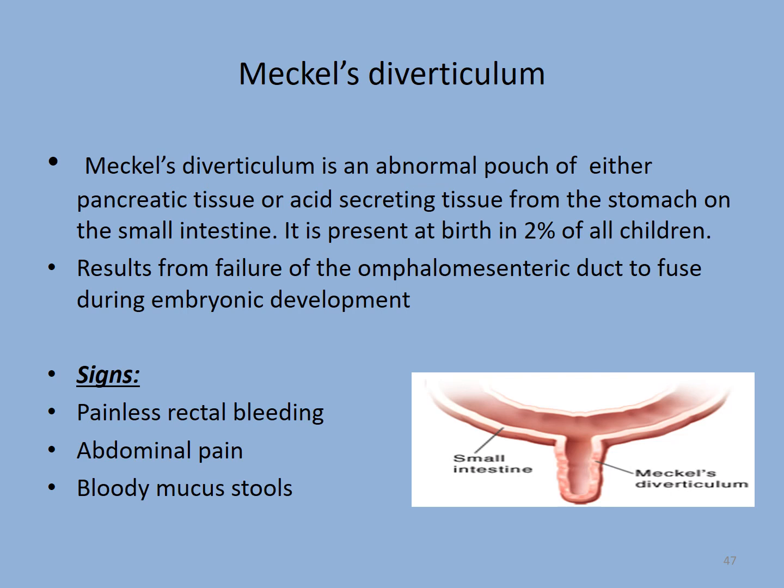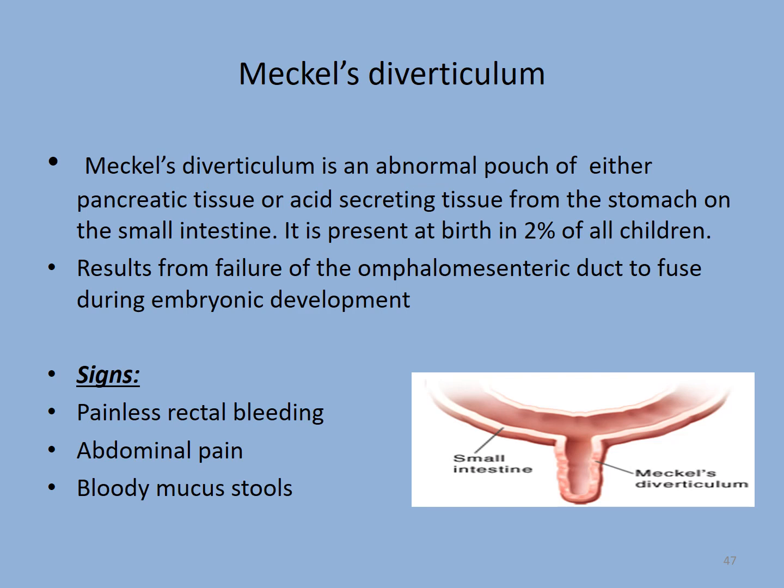But we're talking about little kids, so it's an abnormal pouch of either the pancreatic tissue or an acid secreting tissue from the tummy on the small intestines. It's present at birth in about 2% of all children, resulting from the failure of the omphalomesenteric duct to fuse during the embryonic development. So it doesn't fuse, so it lets it kind of pouch out.